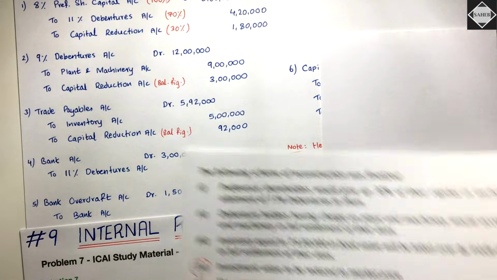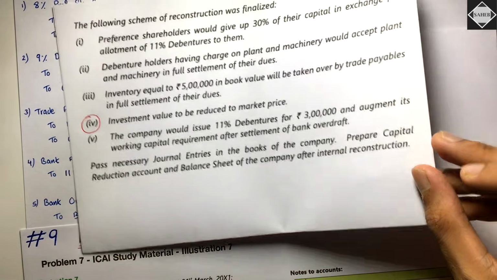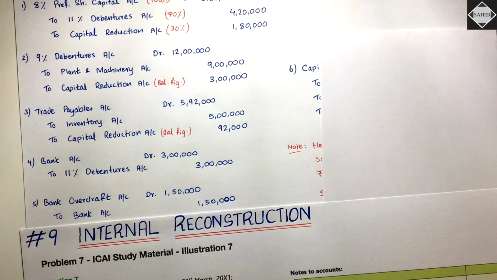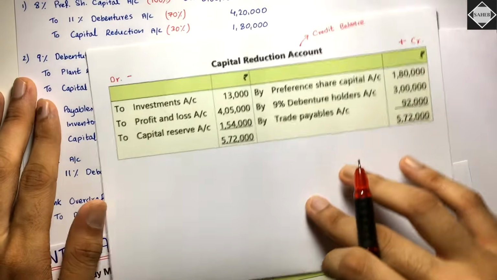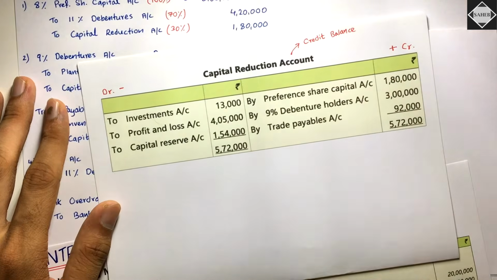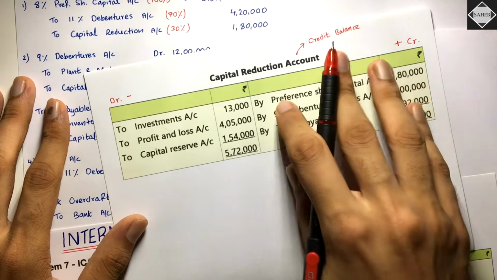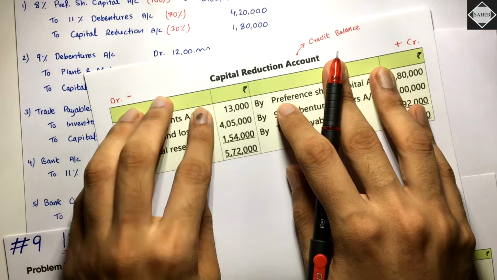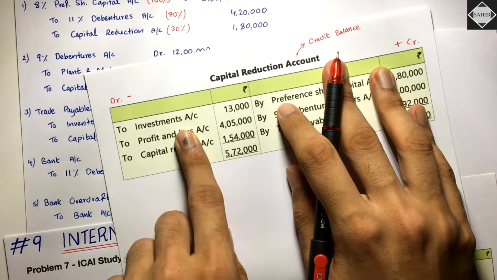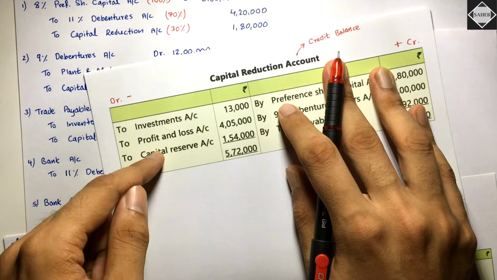And then they have also asked you to prepare the capital reduction account. So let's prepare the capital reduction account. See here, it's really simple. Let me just show you. We have big entry remaining, but before that I want to show you capital reduction account. See, capital reduction account has credit balance. We take all the gains over here, and then whatever losses are there will come over here. That's how we are utilizing the capital reduction. And then if there is any balance left, then that will go to capital reserve.